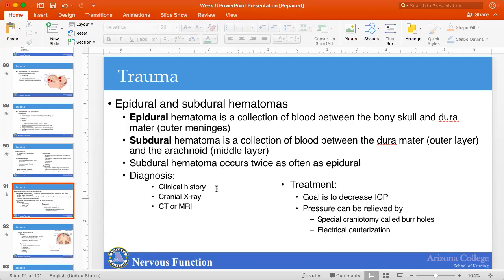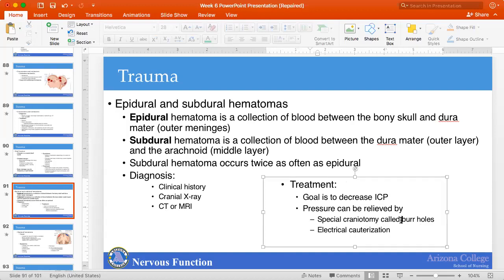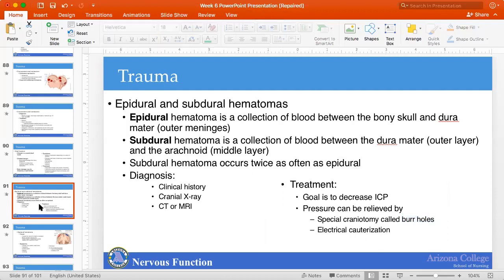The diagnosis would be through imaging, and then the treatment goal is to decrease the intracranial pressure. Pressure can be relieved by a special craniotomy called a burr hole. So basically the surgeon will drill a hole in the skull, and intracranial pressure could be released that way. The hole would be almost like the size of a nail or a screw, and then potentially electrical cauterization.